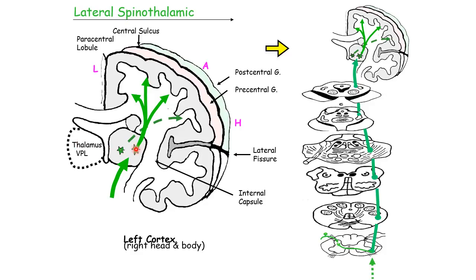And from there, they will travel through the internal capsule to take a position on the medial surface of the hemisphere for the leg, and more laterally for the trunk, more laterally for the arm, and further laterally for the head. Notice that these all synapse in the post-central gyrus represented here, which is immediately adjacent to the precentral gyrus, where motor fibers are originating for those respective parts of the body.